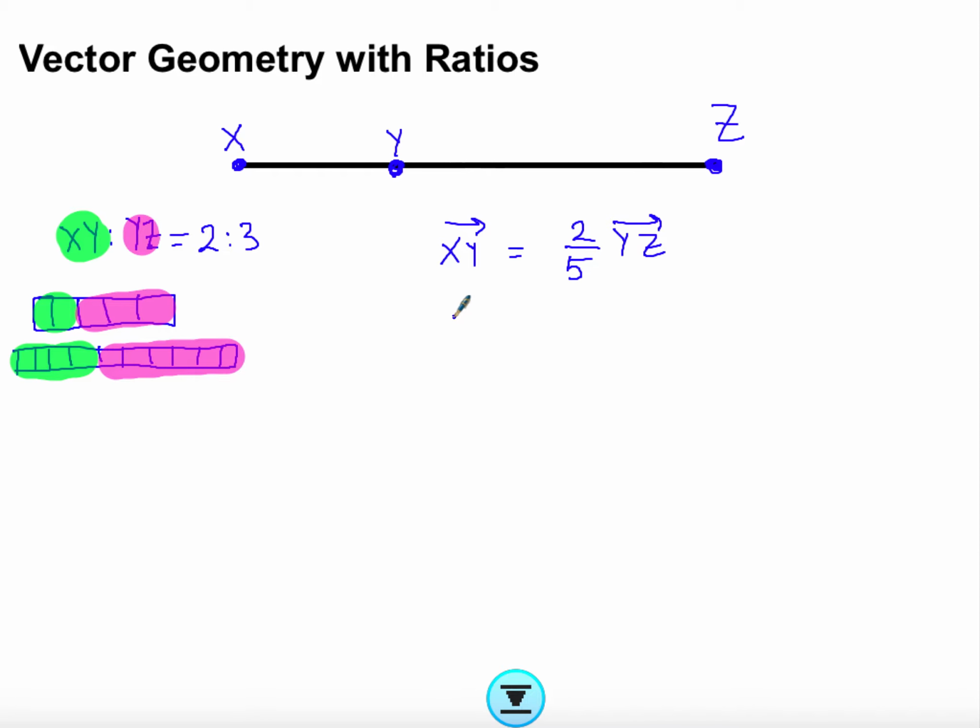And we can use the same logic and say yz is 3/5 of xz. Sorry, this is xz, so we're looking at the whole line. So xy is 2/5 of this whole line, and yz is 3/5 of this whole line, xz. Just to clear the confusion, this is how you'd use the ratio. Nothing too confusing, just translate it into words or numbers to see how it works.